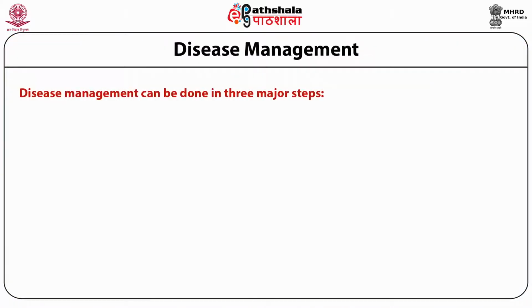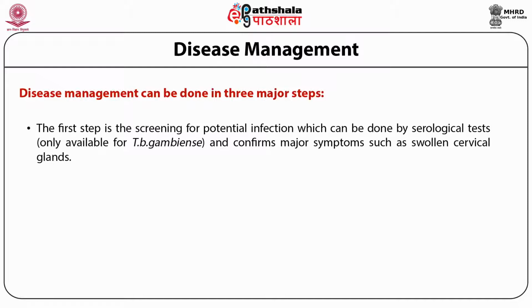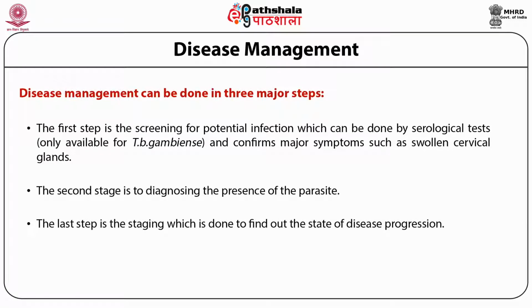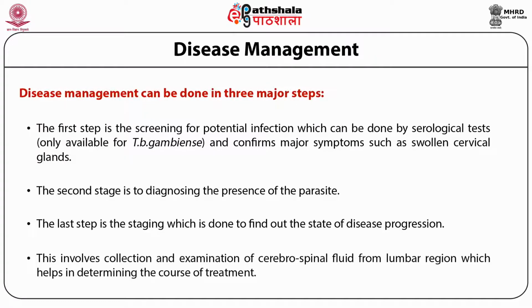Disease management can be done in three major steps. The first step is screening for potential infection, which can be done by serological test and confirmation of major symptoms such as swollen cervical glands. The second stage is diagnosing the presence of the parasite. The last step is staging, which is done to find out the stage of disease progression. This involves collection and examination of cerebrospinal fluid from the lumbar region, which helps in determining the course of treatment.